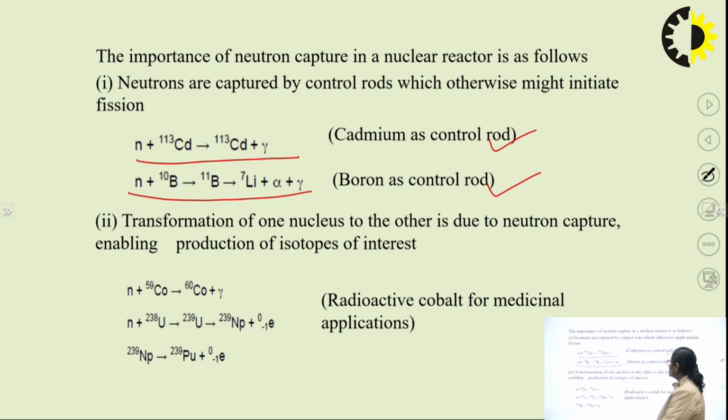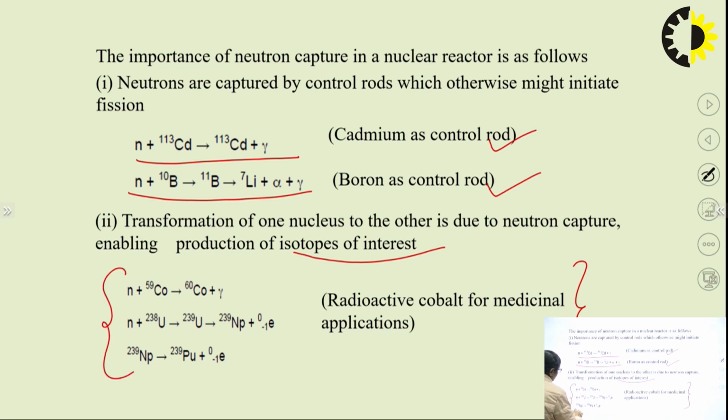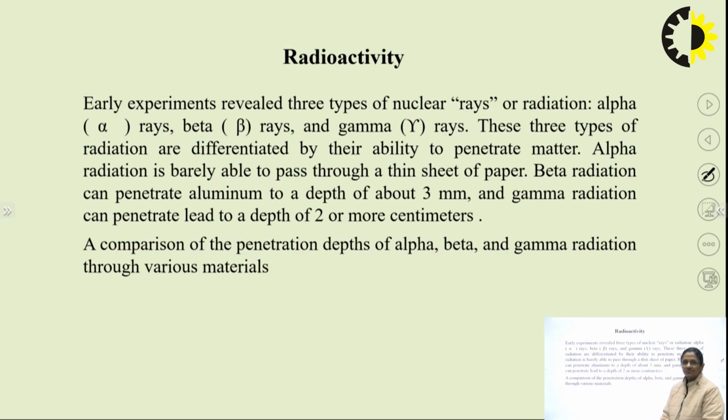Now, transformation of one nucleus to the other is due to neutron capture, enabling production of isotopes of interest. For example, radioactive cobalt for medicinal uses involves the process of neutron capture.